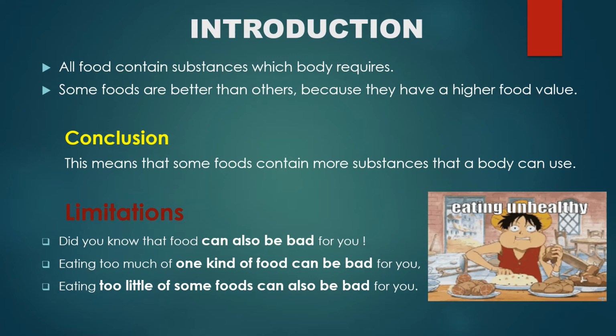Limitations. Did you know that food can also be bad for you? For example, burgers and pizzas. Eating too much of one kind of food can be bad for you, such as just eating burgers and pizzas and not taking fruits and vegetables. Eating too little of some food can also be bad for you, such as eating wheat and meat but not taking vegetables, or taking them in a little amount. This is also bad for our health.